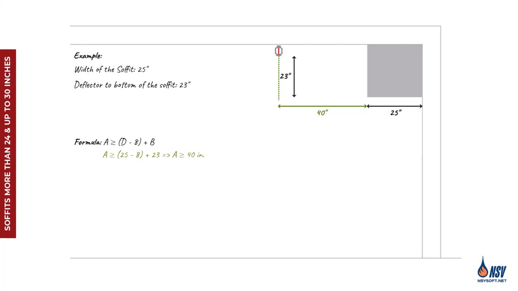This means that if the sprinkler is installed at least 40 inches from the soffit, it can effectively protect the area beneath it. Otherwise, a supplemental sprinkler will be required. Similar to soffits up to 24 inches wide, the required maximum distance from the sprinkler to the wall behind the soffit must be maintained.